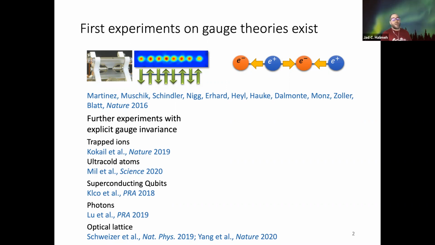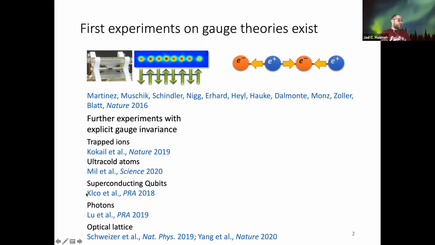And in this spirit, there has been a flurry of experimental research implementing these gauge theories. And here I list some of these works. So here you have ion trap experiments from the Blatt group. This was in Nature from 2016. Also, there's this Nature paper by Kokail et al. A recent ultra-cold atoms implementation was in the group of Fred Jendrzejewski in Heidelberg, where they implemented the building block of a U(1) gauge theory. So the local gauge symmetry is of the U(1) type.